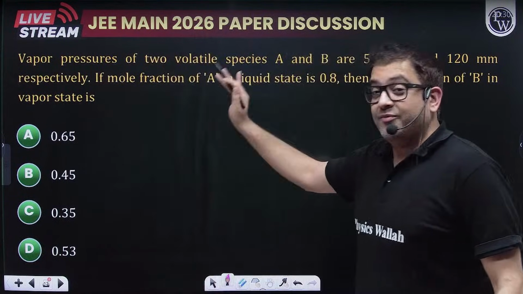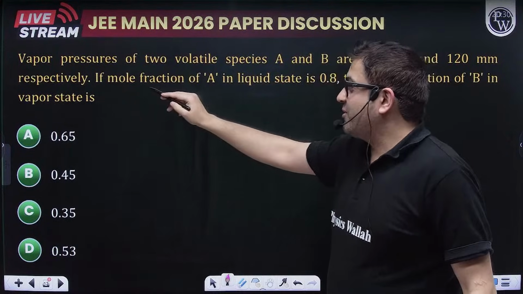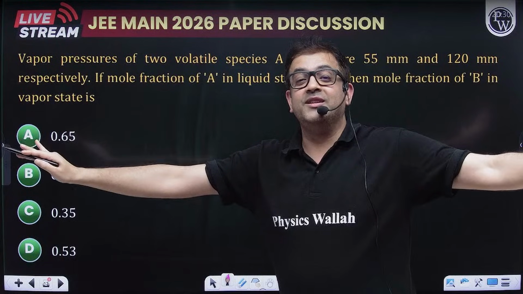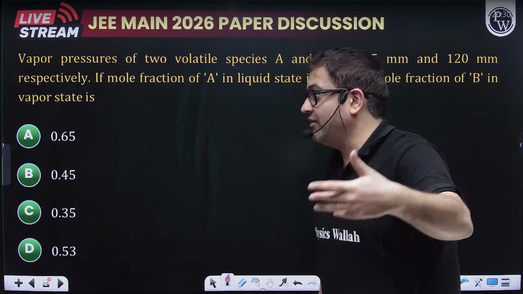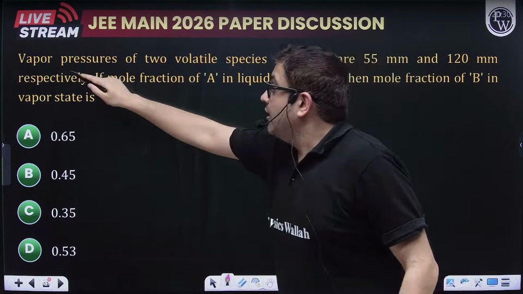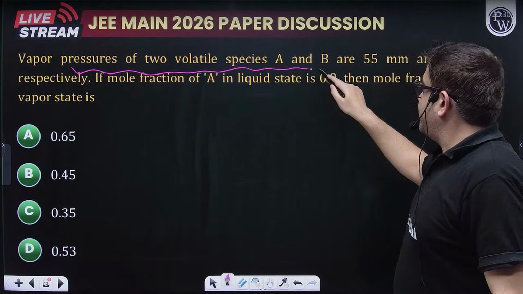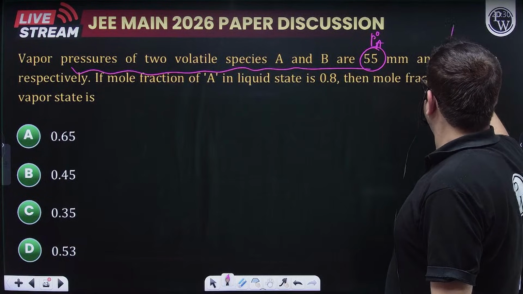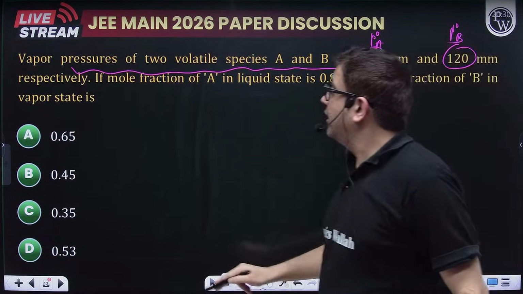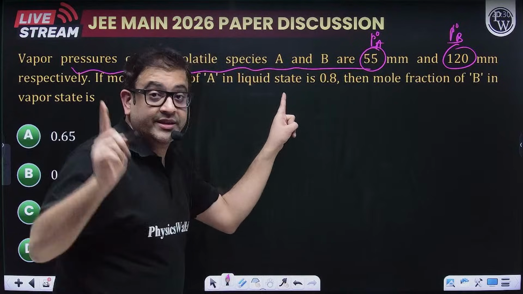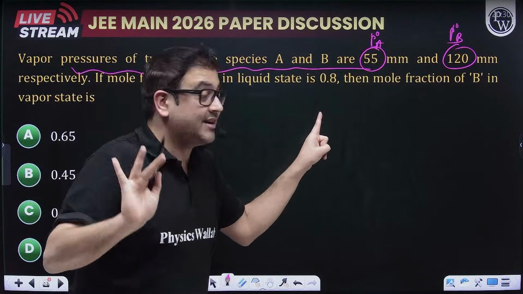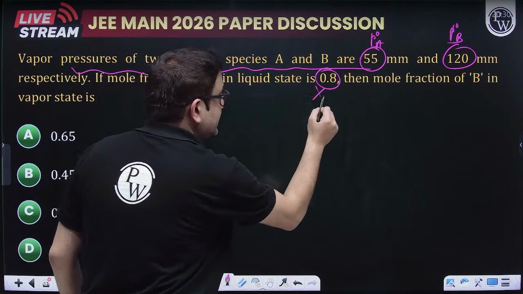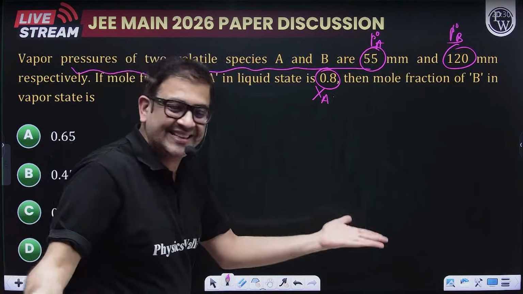Moving to the next question from the solution and colligative properties chapter. For a simple ideal solution, the total pressure is equal to P naught A XA plus P naught B XB. The NCERT problem: the vapor pressure of two volatile species A and B are given, this is P naught A, this is P naught B. If the mole fraction of A in the liquid state, chi A, simply XA, is 0.8.